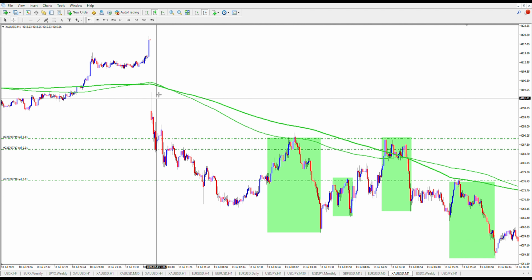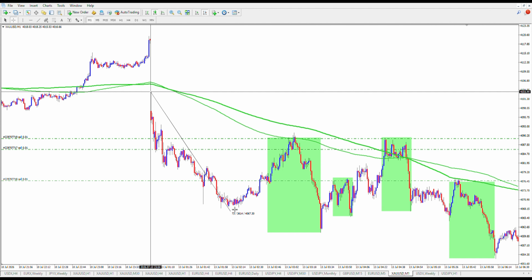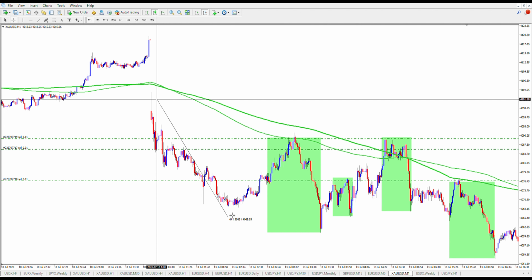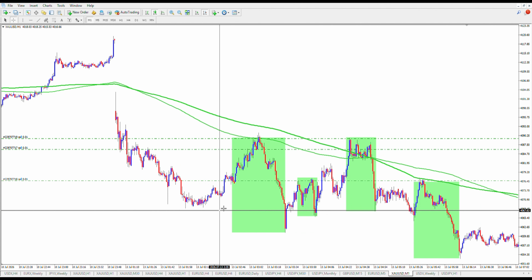So that's the 1 minute time frame, how it looks. So you can spot the market move down. Yeah, the market moved down low. All right, and the next order was for the market to retrace.